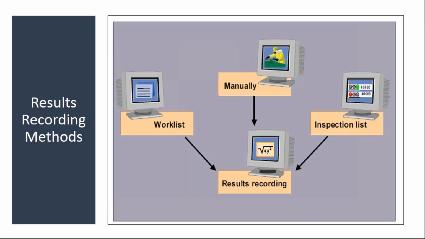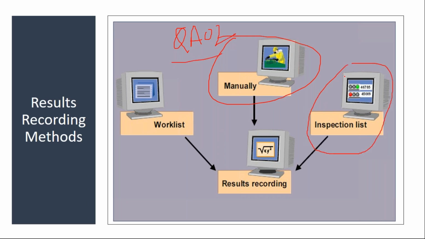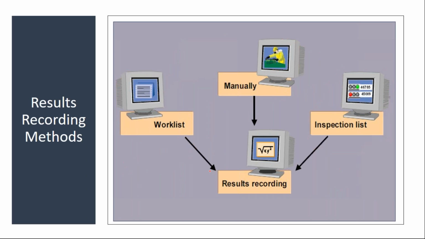This results recording can be done in various methods. It can be done manually through the QA02 transaction, or through an inspection list, QA32, the most widely used, or through a work list transaction called QE51N. Ultimately you will do the same activity, but different transactions are given. I'll show you one by one.